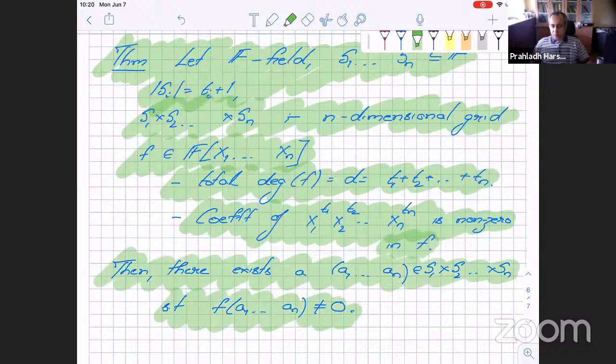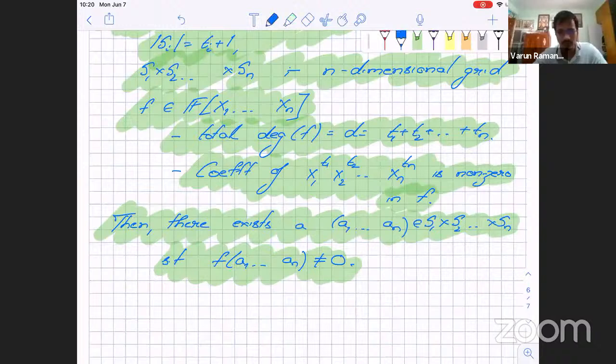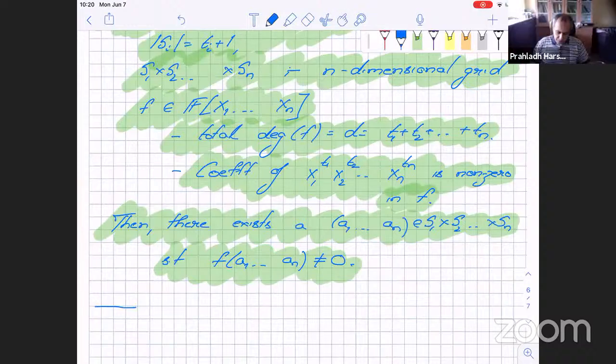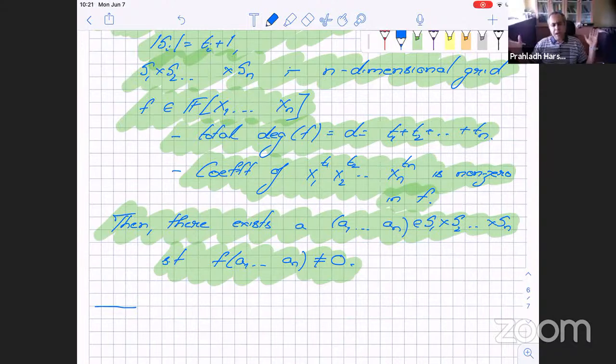Okay. Question. Just want to make sure I get this. Xi can be only from Si, right? A variable xi can take values from Si? No, it's a formal variable. So the polynomial is a formal function.